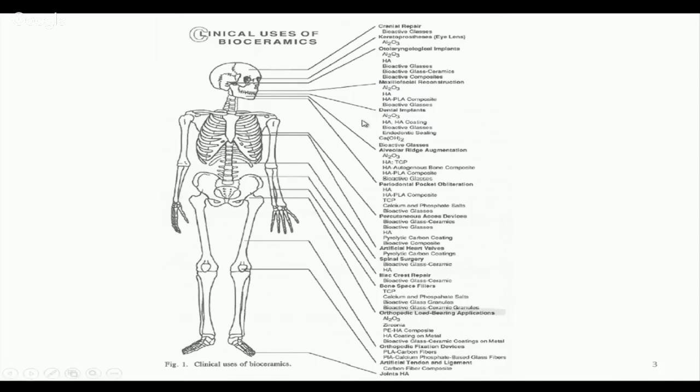Dental implants, so alumina is used as dental implants. Even zirconia is also used as dental implants. Alumina zirconia composites are also used as dental implants.